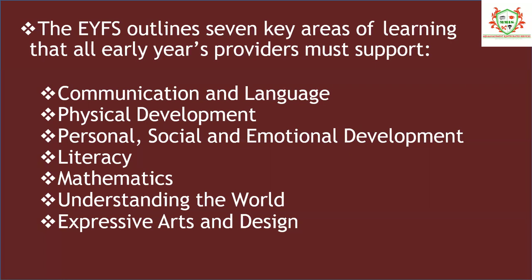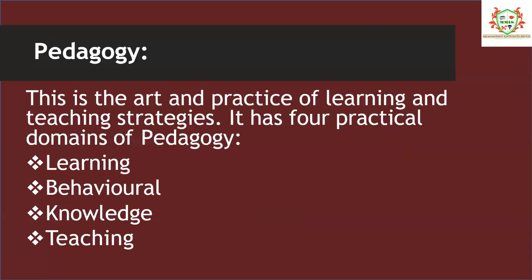Communication and language, physical development, personal, social, and emotional development, literacy, mathematics, understanding the world, expressive arts, and design. These are the 7 key areas of learning for early years providers. These are the 7 key areas that must be there. Communication and language, physical development, personal, social, and emotional development, literacy, mathematics, understanding the world, expressive arts, and design.